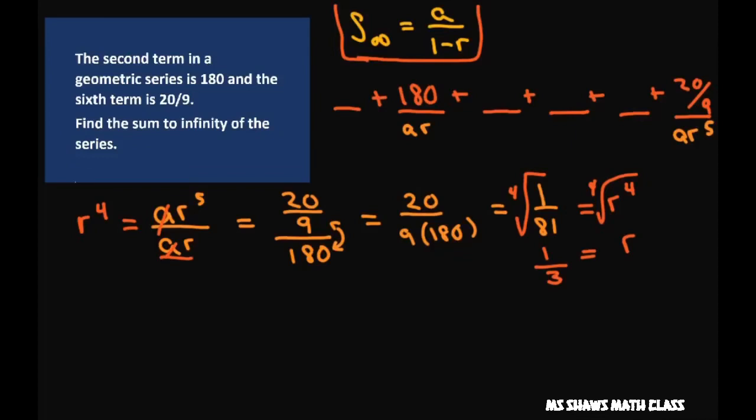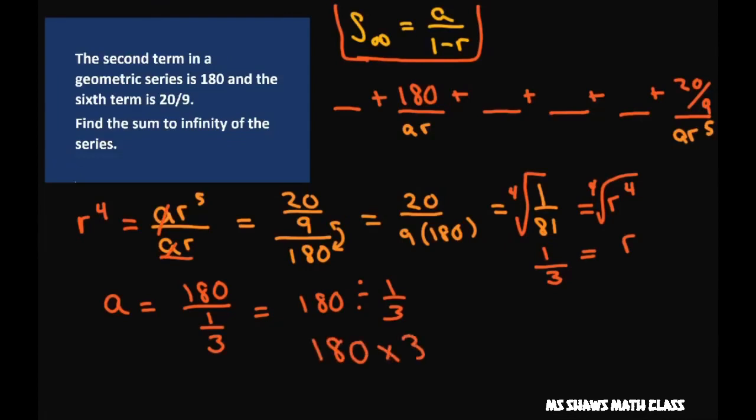So if your common ratio is 1/3, then you want to find A. So A is 180 divided by your common ratio. So that's going to equal 180 divided by 1/3, which is 180 times 3, which is 540. So now you have your first term. So your first term is 540. All right, so that's just your A.